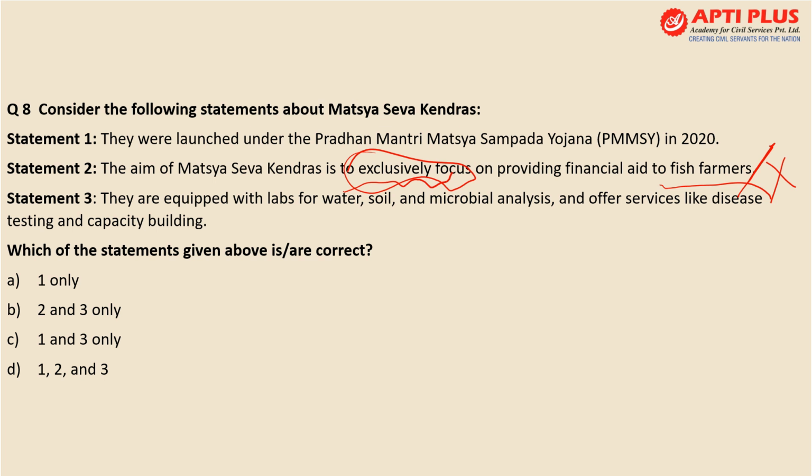So here also it is wrong because it's a comprehensive place to give support to the fish farmers and not just financial aid. Statement 3, they are equipped with labs for water, soil, microbial analysis and offer services like disease testing and capacity building. So this is true. अब आप ये देखो, ये बहुत जनरल सा स्टेटमेंट है तो it can be true. कई बार हमें नहीं भी पता होता तो भी हम आंसर मार्क कर सकते हैं ऐसे में कि लैब होंगी, टेस्टिंग होगी, कुछ सर्विसेज प्रोवाइड कर देंगे फिश फार्मर्स को for increasing their fish production.